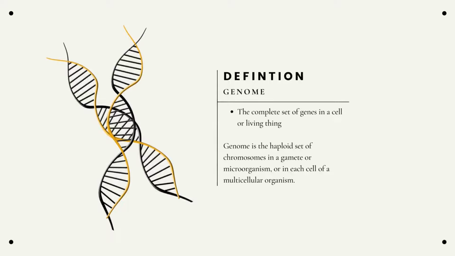The definition of genome, according to the Oxford Learner's Dictionaries, is the complete set of genes in a cell or living thing. Genome is the haploid set of chromosomes in a gamete or microorganism, or in each cell of a multicellular organism. Let's find out in detail what a genome is in the following video.